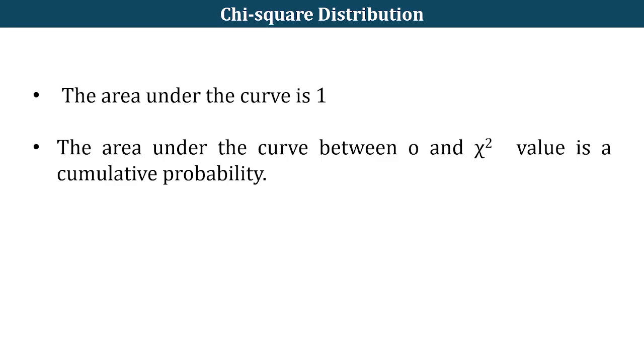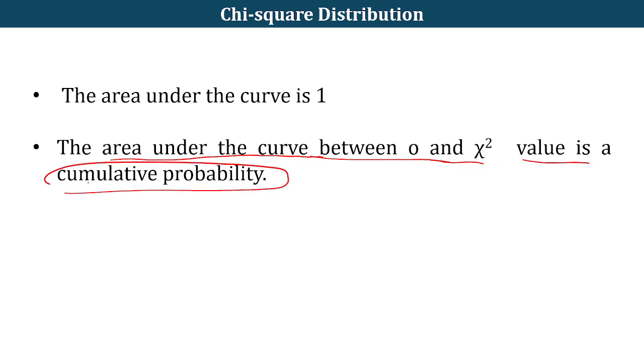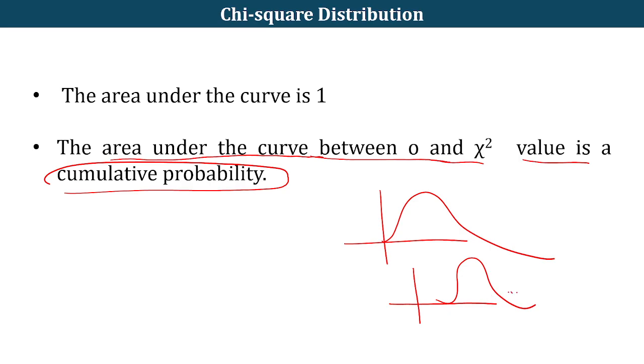And the area under the curve between 0 and the chi-square value will be the cumulative probability. Okay, so it's going to be like this. It can be flat like this either way, but in that case, any worst case will not happen.